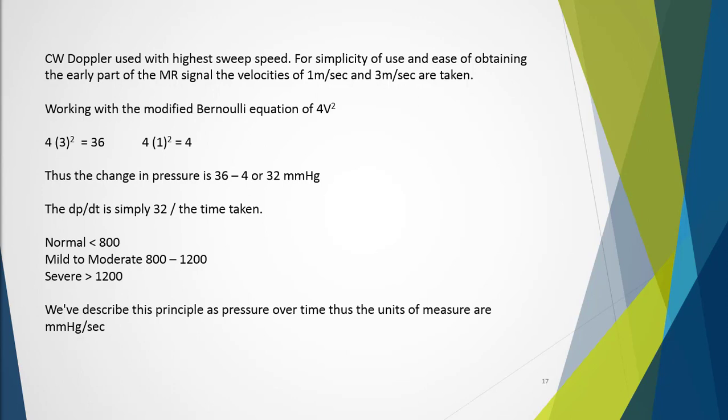So what we normally see is a short dP/dt for a good ventricle, somewhere in the moderate range here, and in severe, we're taking much longer to generate that pressure. We've described this principle as pressure over time, and thus the units of measure are millimeters of mercury per second.